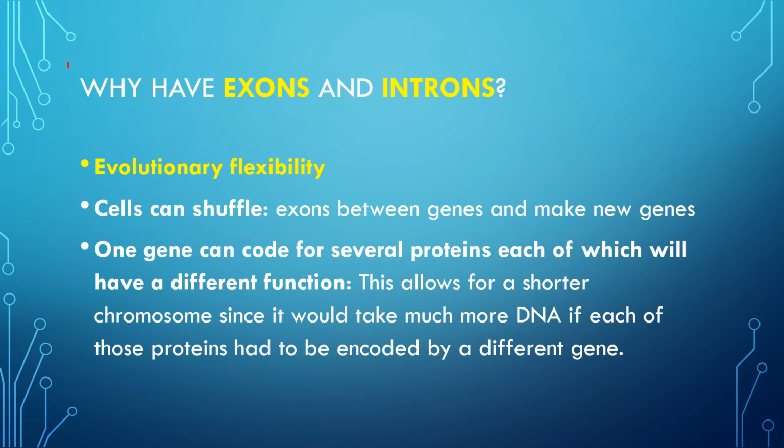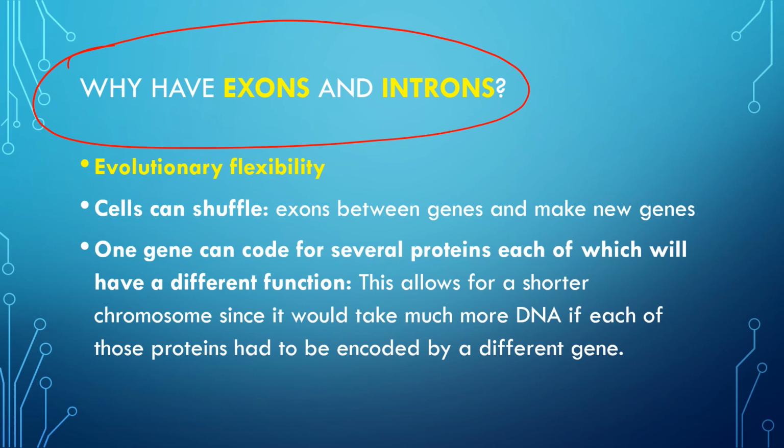So why have these exons and introns and all that? The whole point is to be flexible, evolutionary flexibility. Cells can shuffle their exons between genes and make new genes. One gene can code for several proteins, and they'll have different functions. This allows for a shorter chromosome so we can be more efficient, if you think about it that way.